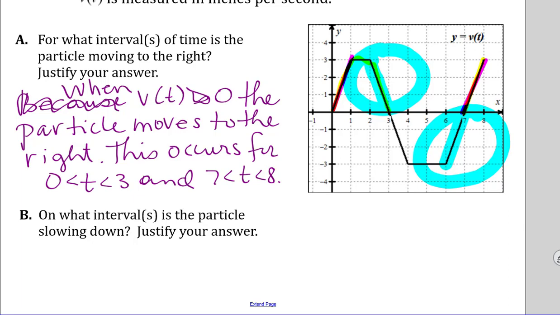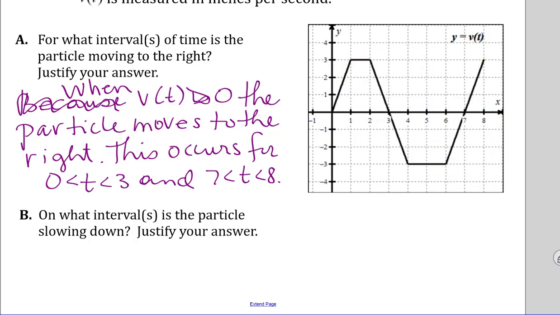All right, we can answer C quickly. When is the particle stopped or changing directions? So looking at the graph, we know it's going to be stopped when we have velocity of 0. That happens right here and right here. Okay. Additionally, we can say that it's changing directions because velocity goes from positive to negative, or vice versa, from negative to positive. Okay, so we have changes of directions, and it stops at 3 and 7.